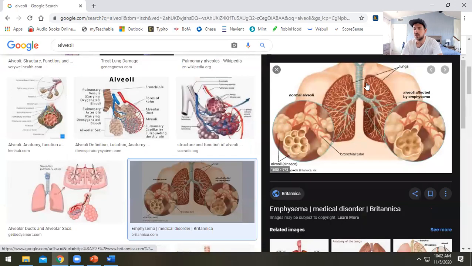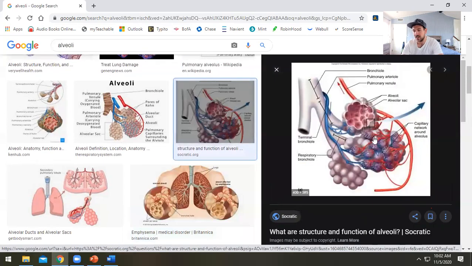So it branches out and it gets smaller and smaller. And eventually it ends in these little sacs that kind of look like popcorn, right? These little popcorn shaped sacs here. And then look at how they are absolutely covered in blood vessels, right? And because they are covered in all these blood vessels, this is where oxygen is transported into your bloodstream, and CO2 is transported out of your bloodstream.